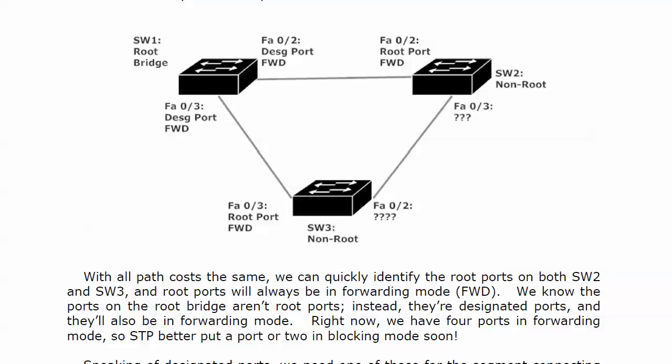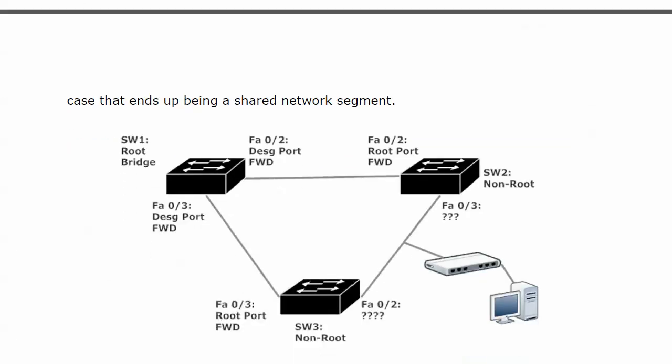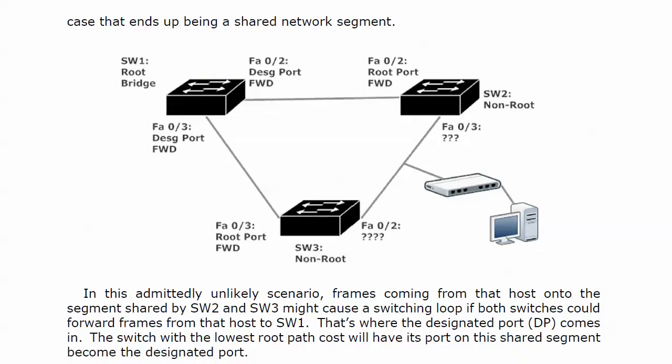Now, speaking of designated ports, we actually need one of those for the segment connecting switches 2 and 3. We only need one, and I freely admit this is an unlikely scenario, but I want to show you how this gets chosen, or why we need a designated port there. If we had users connected to a shared network segment with 2 switches on it, frames coming from that host onto the segment could cause a switching loop if they both start forwarding frames from that host to switch 1. We could end up with a real mess.